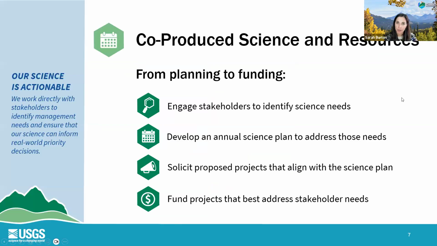So this idea of co-production of science is to ensure that our science, again, is actionable. We work directly with the different stakeholders and partners in our network to identify those management needs and ensure that the science that we're producing is going to have effects on real-world decision-making processes. So this is why the co-production aspect of the CASC network is really ingrained in the whole process, from planning all the way to funding.